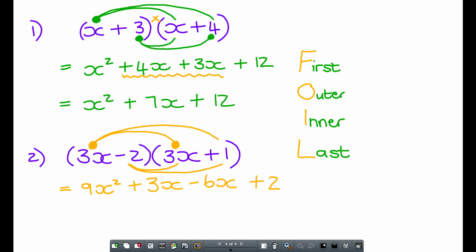Right. Okay, so let's finish this one that we did yesterday. The bell rang, so we didn't have enough time. So we said first times first gave me that 9x squared. Then outer means this 3x times the outer term over there. The x times the x. So it's 2x.